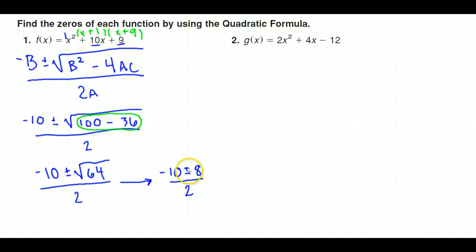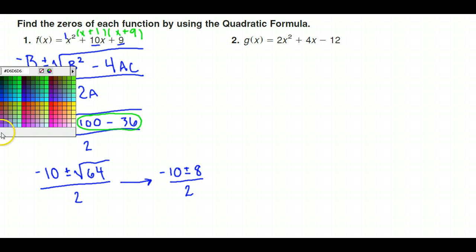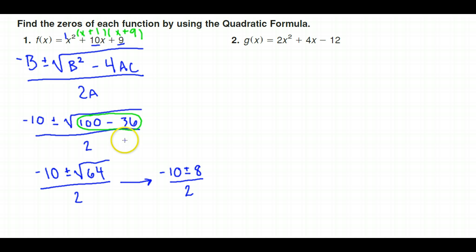So if I take this and simplify this here, I will have negative 10 plus 8, which is negative 2, over 2, which is negative 1. Alright, that's using the plus. If I do negative 10 minus 8 over 2, that's going to be negative 18 over 2, which is negative 9. So the two possible solutions here are negative 1 and negative 9.